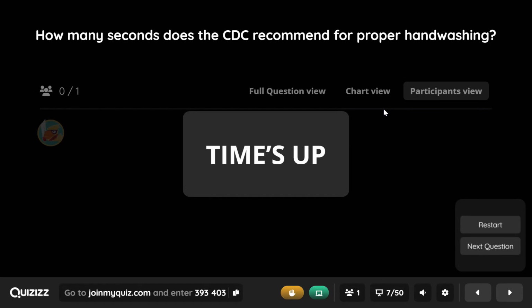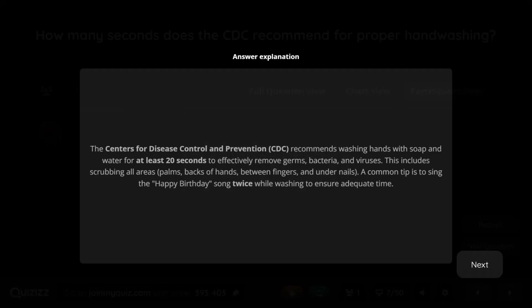The proper hand washing time is actually 20 seconds, okay? So remember, CDC does stand for the Centers for Disease Control and Prevention. They recommend that we wash our hands with soap and water for at least 20 seconds. This effectively removes germs, bacteria, and also viruses, right? This includes scrubbing all areas from your palms to the back of your hands, between your fingers, and even under your nails. One of the common tips that we always tell people is to sing the happy birthday song. If you can sing that twice, you have effectively washed your hands for the allotted amount of time.